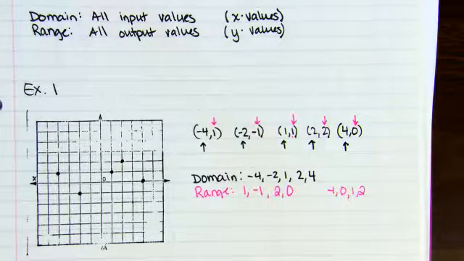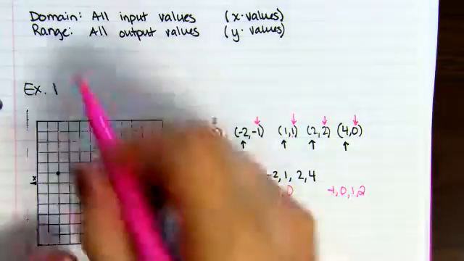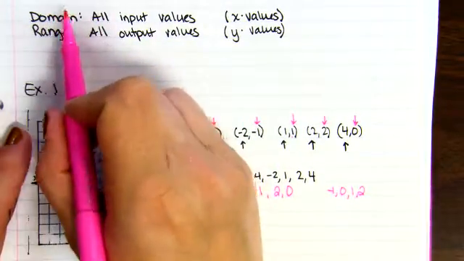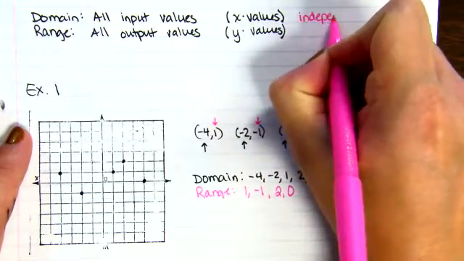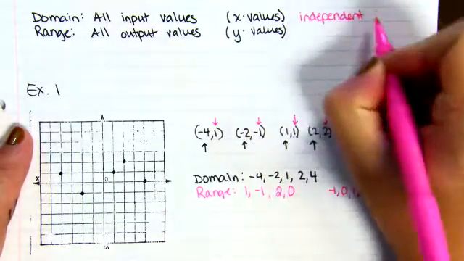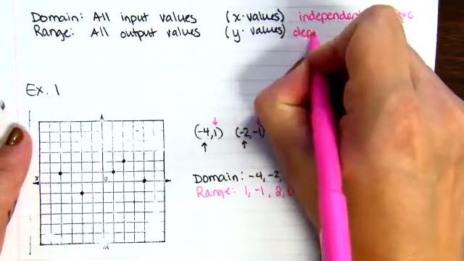We also have two more terms that I'm going to add to our definitions up here. Another way of thinking about domain is our independent variable, and another way of thinking about the range is the dependent variable.